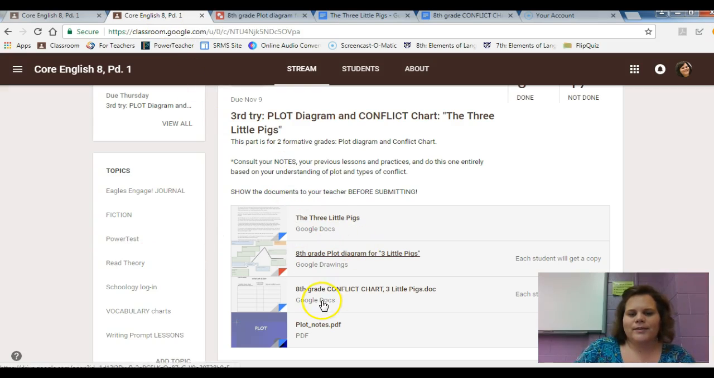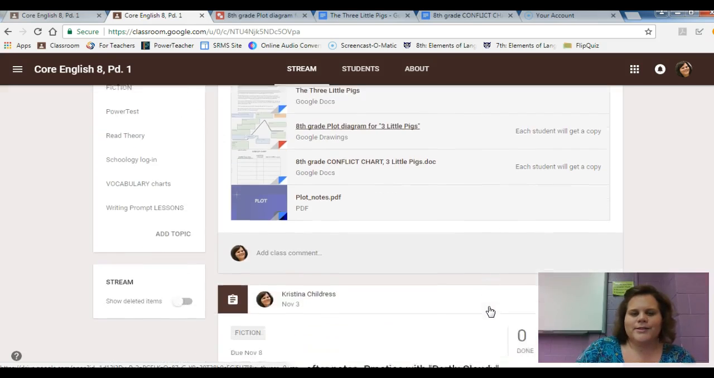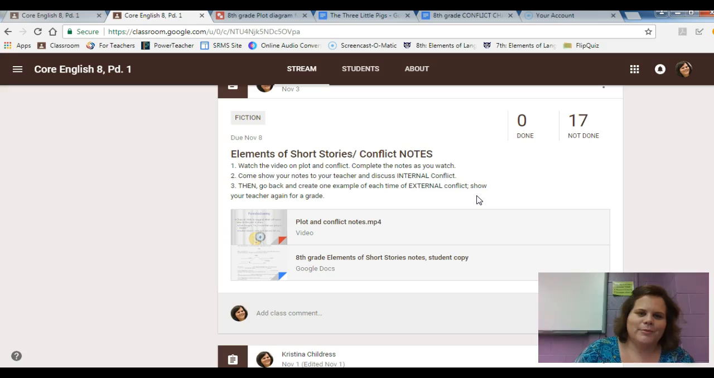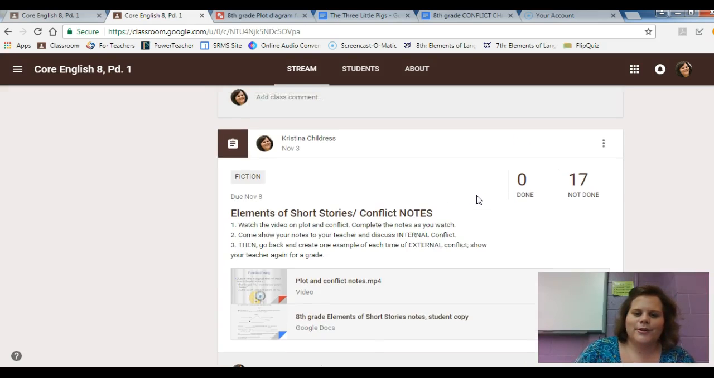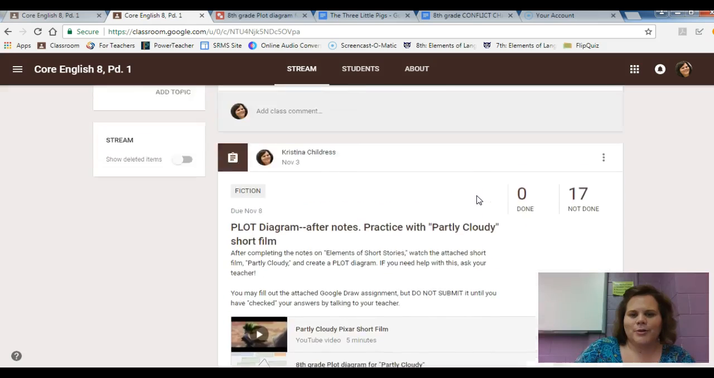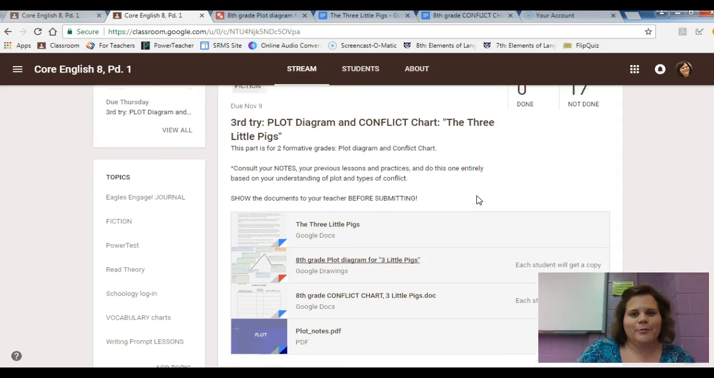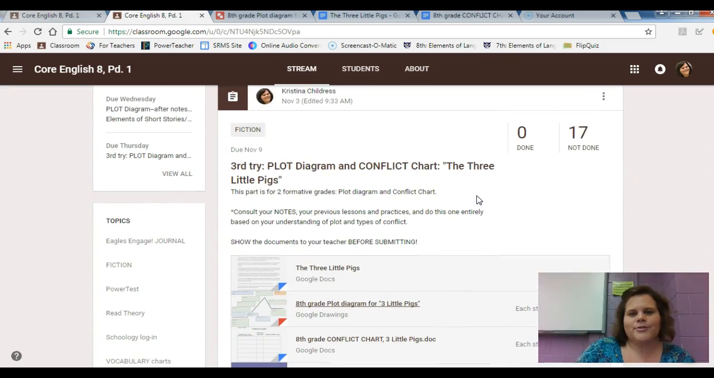So that's kind of how to do this. If you get stuck, ask for help. Please don't try this until you've done the partly cloudy and checked your work with the key. And definitely don't do this until you've completed notes. So notes and examples, talk to your teacher, then partly cloudy, then Three Little Pigs. Because after Three Little Pigs, it's going to get a lot more tough. You're going to be reading a much longer story with more internal and external conflicts. So have some fun reading the story, play with it, and see what you can figure out.